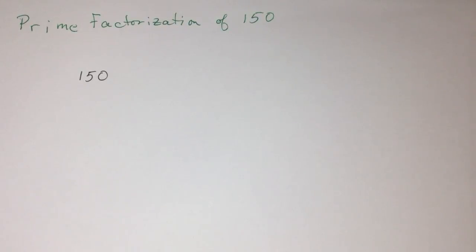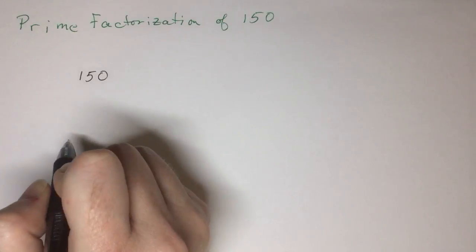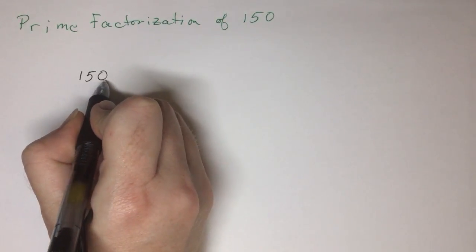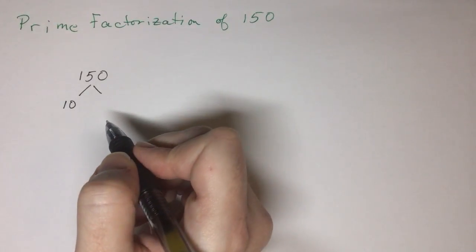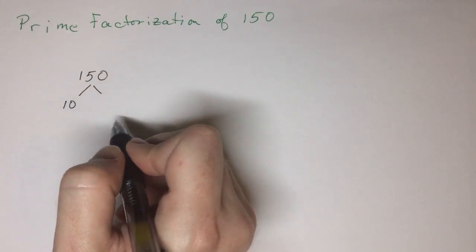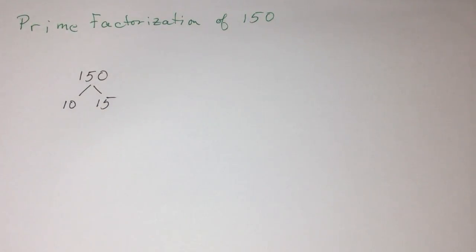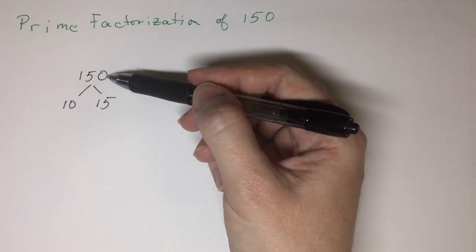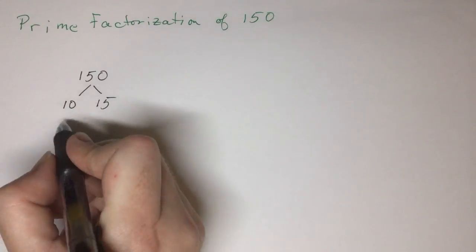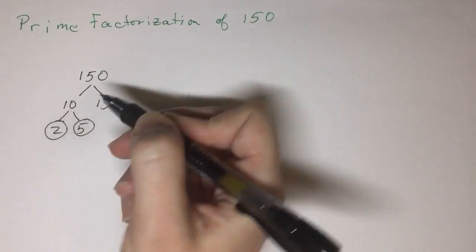So this is where divisibility tests come in. 150 ends in 0. If the number ends in 0, I know that 10 is a factor. So that's going to let me break this down a lot easier. 150 is 10 times 15. Anytime you have an even number, it's divisible by 2. If the last digit is a 0 or a 5, the number is divisible by 5. 10 is 2 times 5.